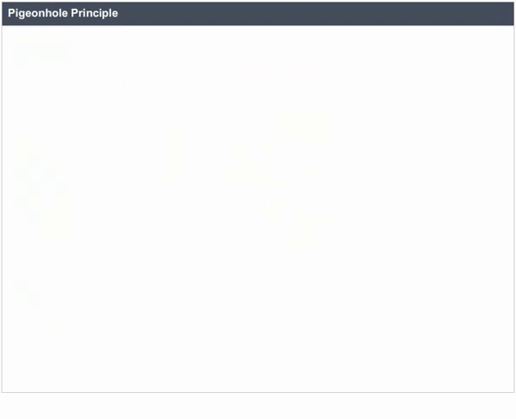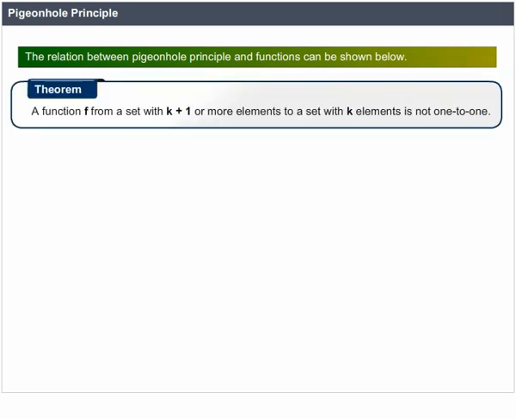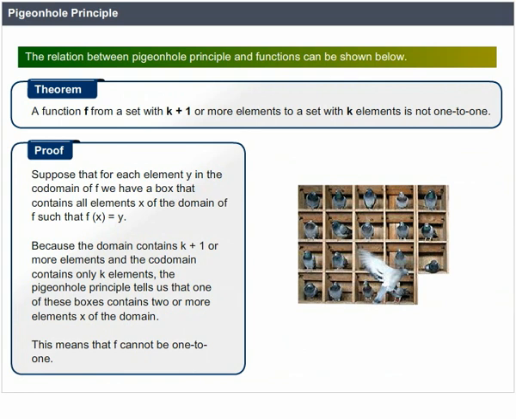The relation between the pigeonhole principle and functions can be shown below. Theorem. A function f from a set with k plus 1 or more elements to a set with k elements is not 1-to-1. Proof. Suppose that for each element y in the codomain of f, we have a box that contains all elements x of the domain of f such that f(x) equals y. Because the domain contains k plus 1 or more elements and the codomain contains only k elements, the pigeonhole principle tells us that one of these boxes contains 2 or more elements x of the domain. This means that f cannot be 1-to-1.